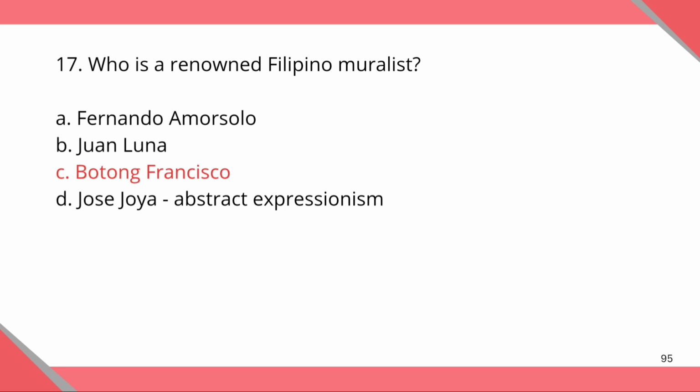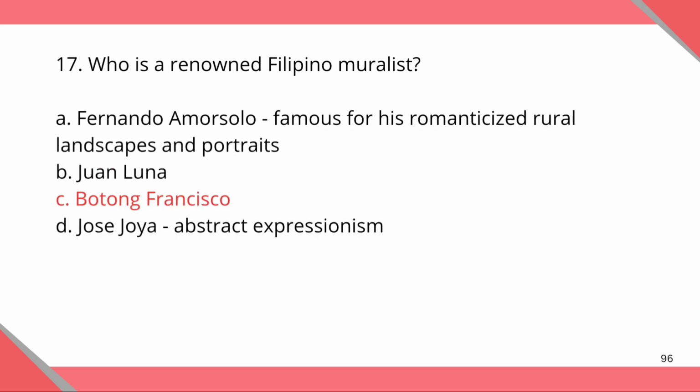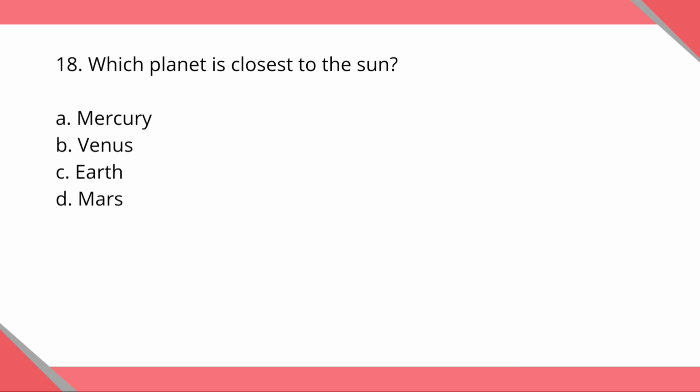Jose Joya is known for abstract expressionism. Fernando Amorsolo is famous for his romanticized rural landscapes and portraits, and Juan Luna is a celebrated painter known for the Spoliarium. Question number 18. Which planet is closest to the Sun? Letter A. Mercury. Letter B. Venus. Letter C. Earth. Letter D. Mars.